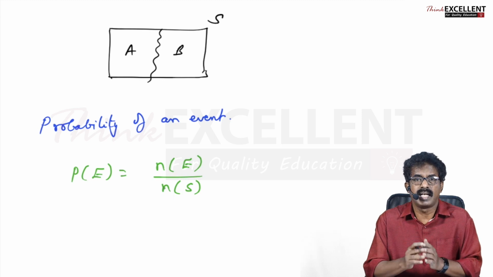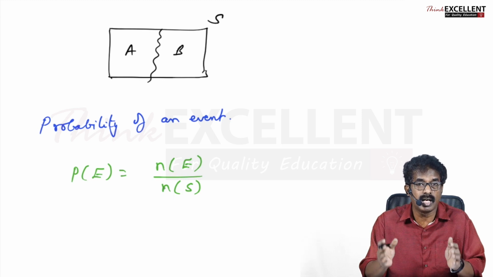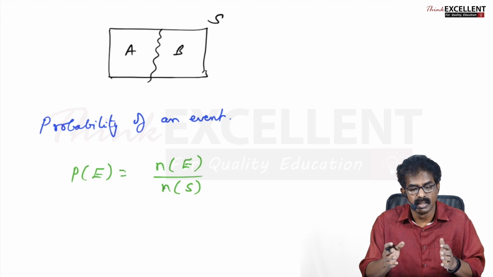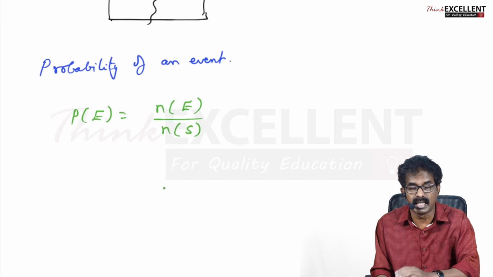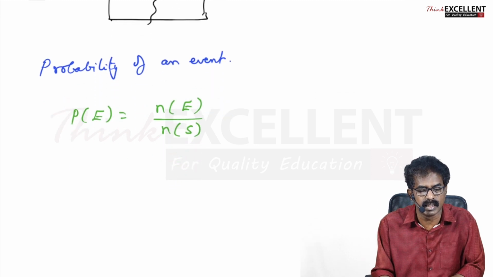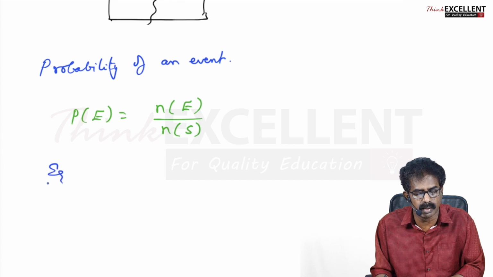So the denominator is N of S. In the sample space, totally how many elements are there? That is N of S. Then N of E means the favorable cases. How many cases are favorable? So N of E by N of S. So please listen here. I'll give a small example.